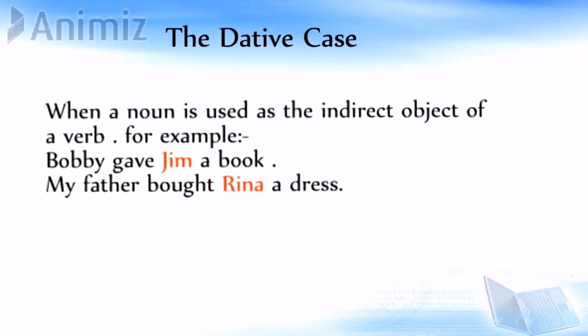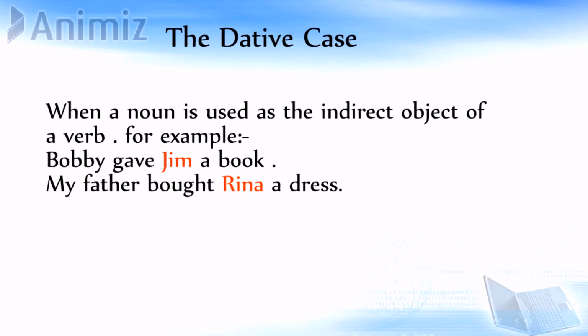Next is dative case. When a noun is used as the indirect object of a verb, it is said to be dative case. Now see the example. Bobby gave Jim a book. In this sentence, we have two objects, Jim and book. Now the object which answers to what is direct, and to whom is indirect.